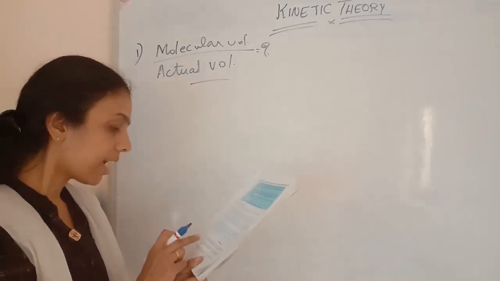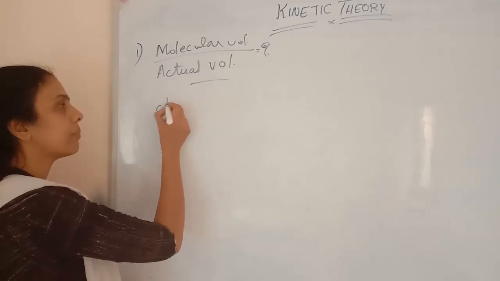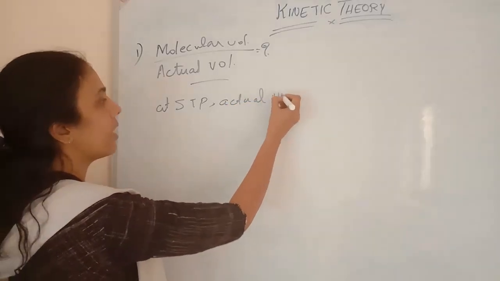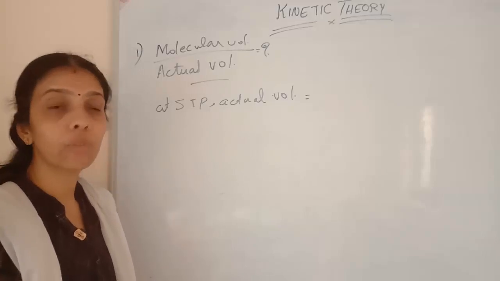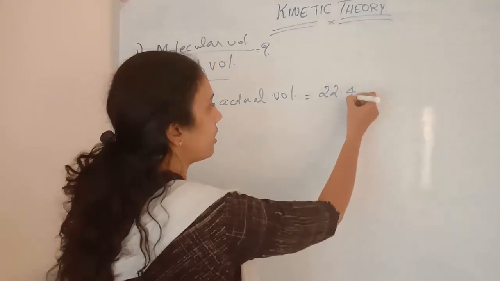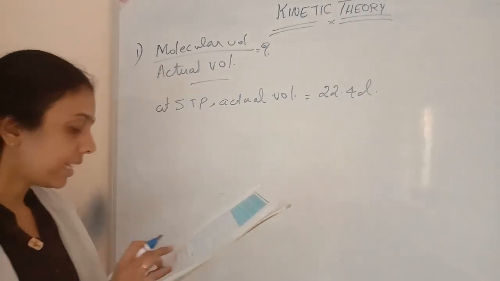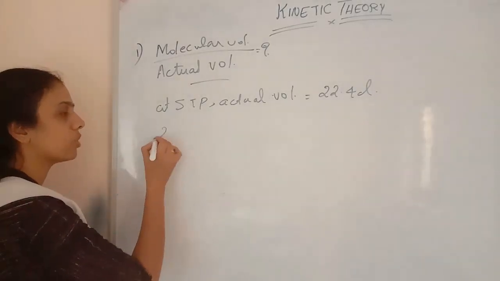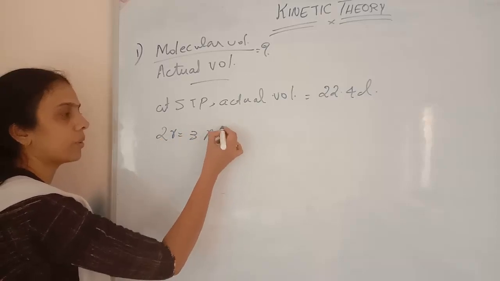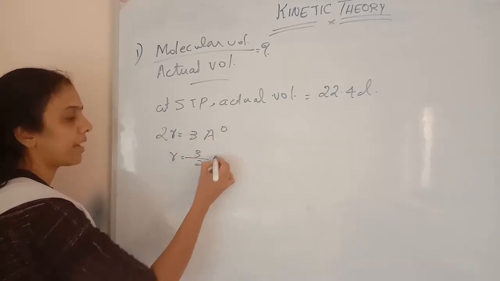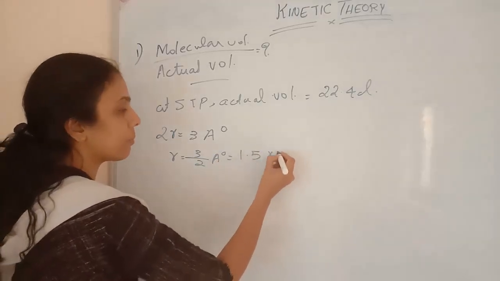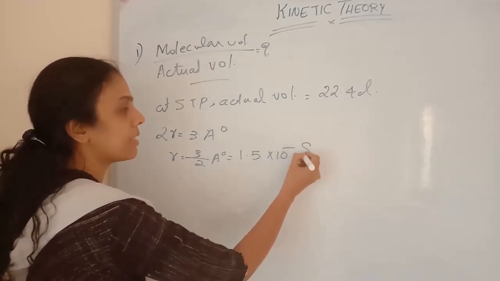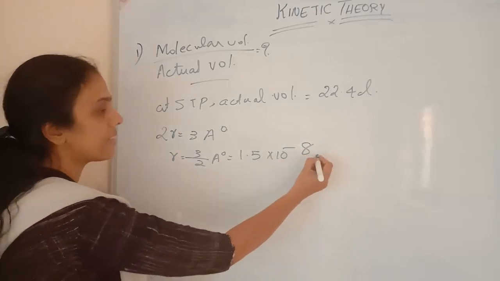Gas at STP. At STP, what will be the actual volume? Actual volume is 22.4 liters. Then take the diameter of an oxygen molecule to be 3 angstrom. So what will be radius? 3 by 2 angstrom, that is 1.5 into 10 to the power minus 10 meter. Here we will consider it in centimeter, means it will be 1.5 into 10 to the power minus 8 centimeter.